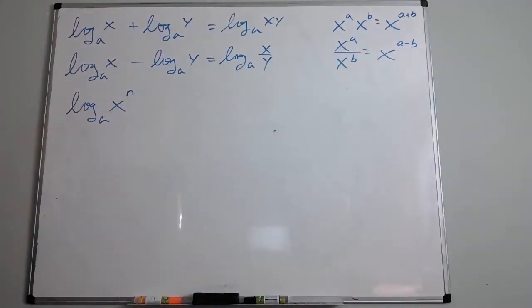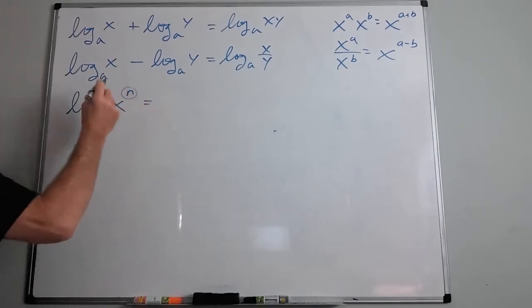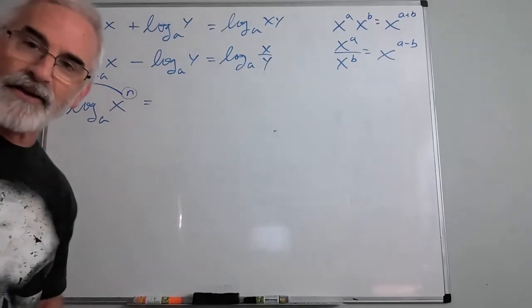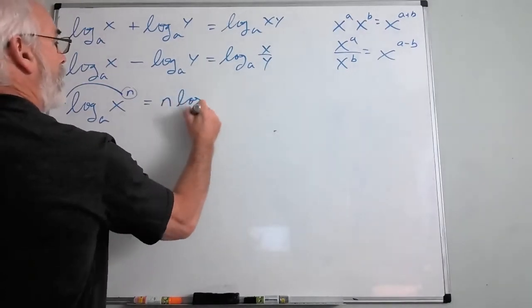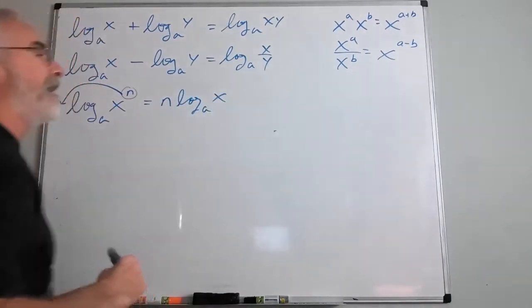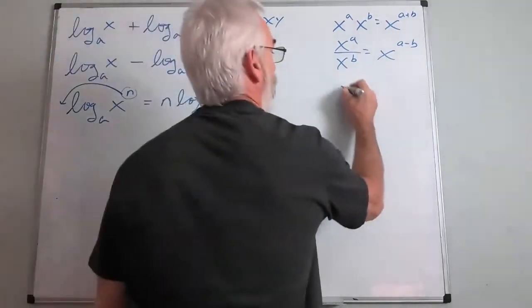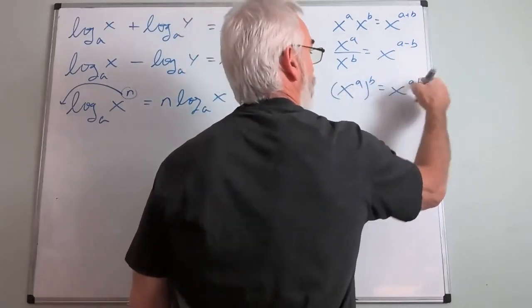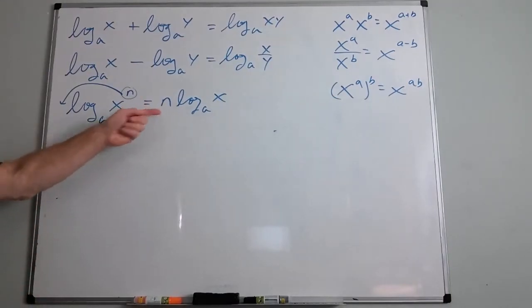And the last one, which is by far the most important one, this n here, it makes that sound, it crashes. And that's n log base a of x. The exponent comes down and multiplies the logarithm in much the same way. When I'm raising to a power, I multiplied to get there. They're kind of mirrors. This is the main one that we use when we're manipulating logarithms.